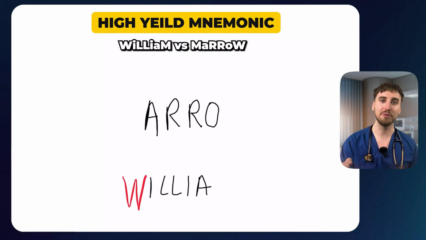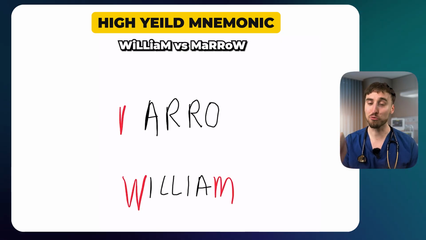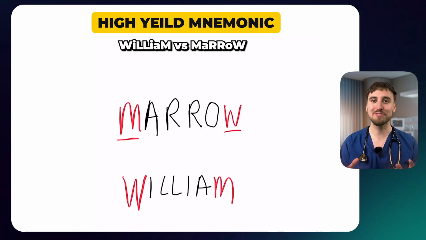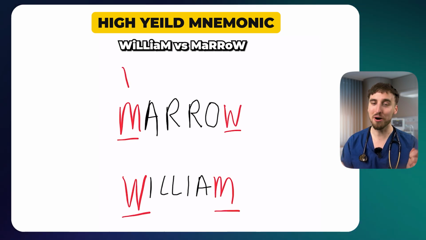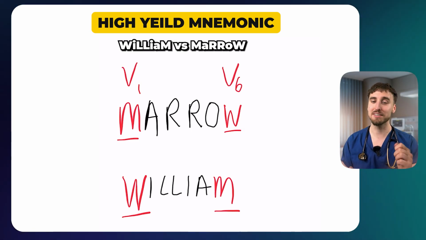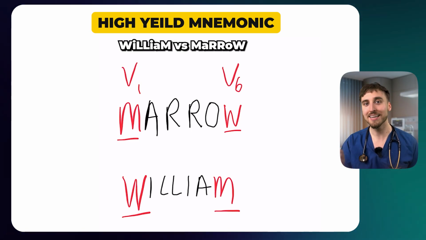The highest yield mnemonic to know this, which you've probably heard about already, is William versus Marrow. The middle letters tell you if it's the right bundle branch or the left bundle branch which is blocked, whereas the start and end of the word tells you the morphology in V1 versus V6. So for a right bundle branch block, you get an M-type pattern in V1 and a W-type pattern in V6.